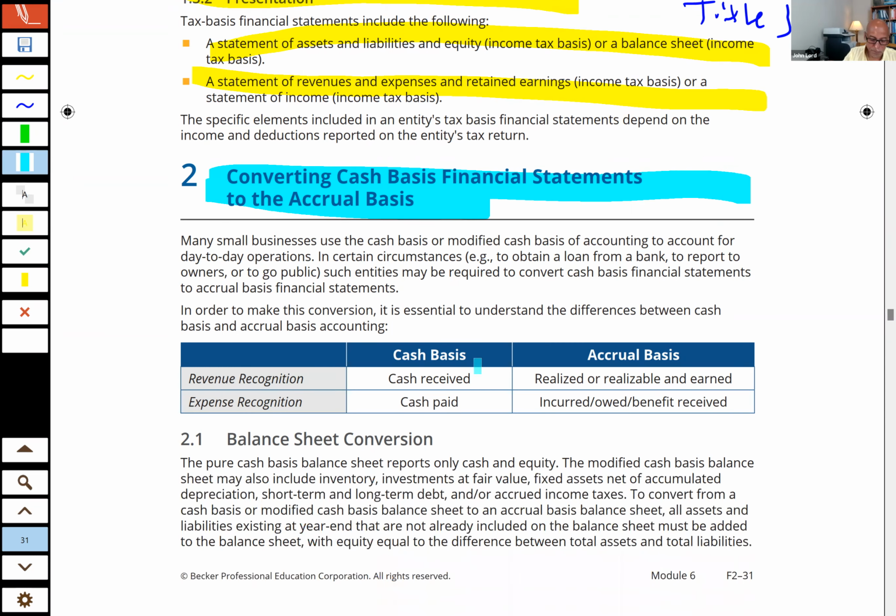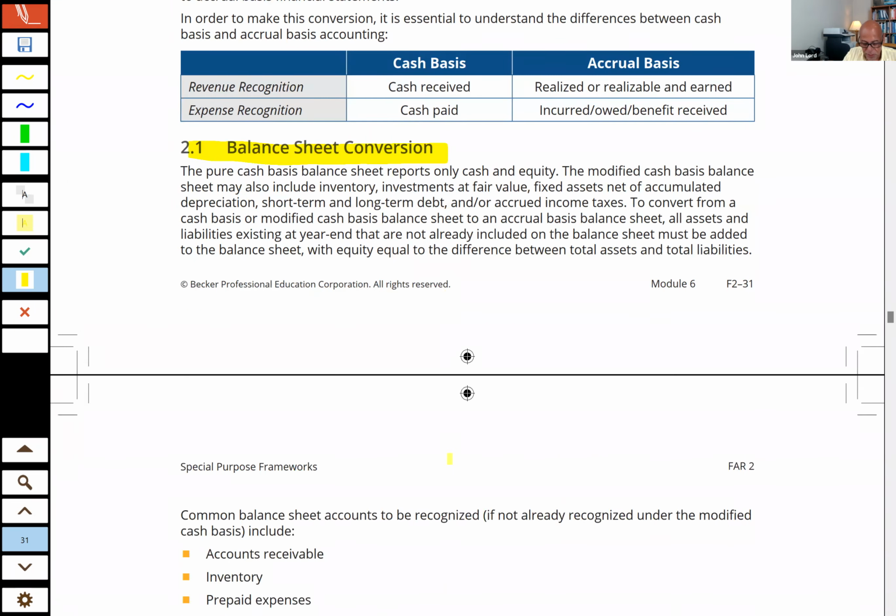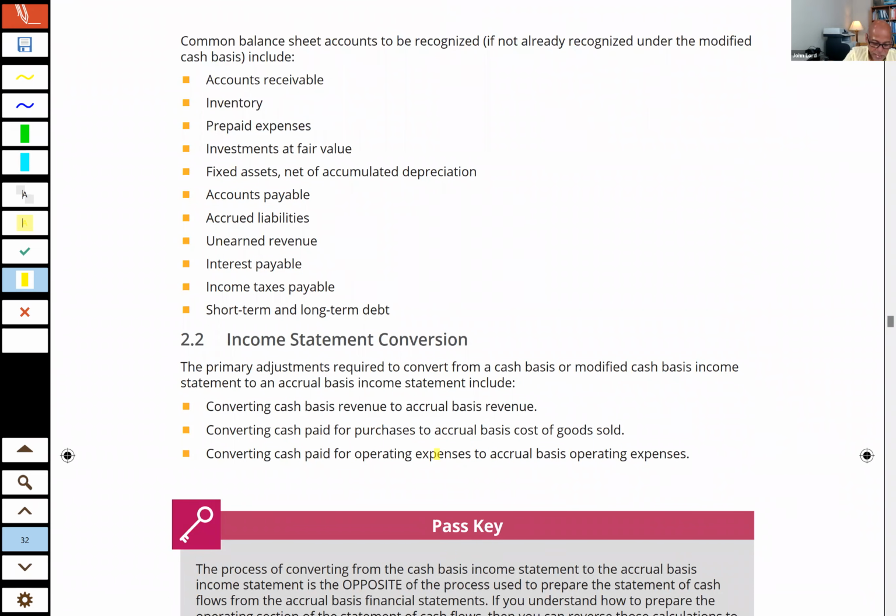But I do want to spend a little time practicing with you and showing you some basic rules that you will use. There's the balance sheet conversion, which is basically bringing on items that weren't going to be reported under the cash basis that would be reported under the accrual basis. There's really not much to talk about there, and there aren't many questions that focus on that. The questions focus on the income statement conversion. That's the big deal for the CPA exam. Can you take the net income and turn it from accrual to cash? Can you turn it from cash to accrual? Can you take revenues and turn them from cash to accrual, accrual to cash? Can you take expenses and do that?